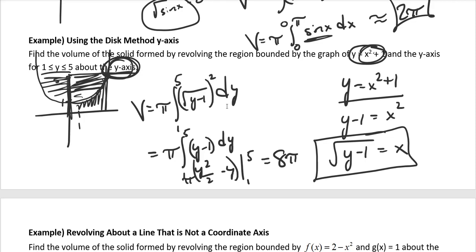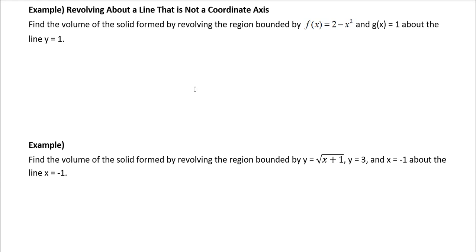So that's not too bad. Those first two are not bad at all. These next couple, if you've not done this last year, might be a little bit more cumbersome. In this case, I want to take this function, f of x equals 2 minus x squared, and the line g of x equals 1, about the line y equals positive 1. Okay, y equals positive 1.